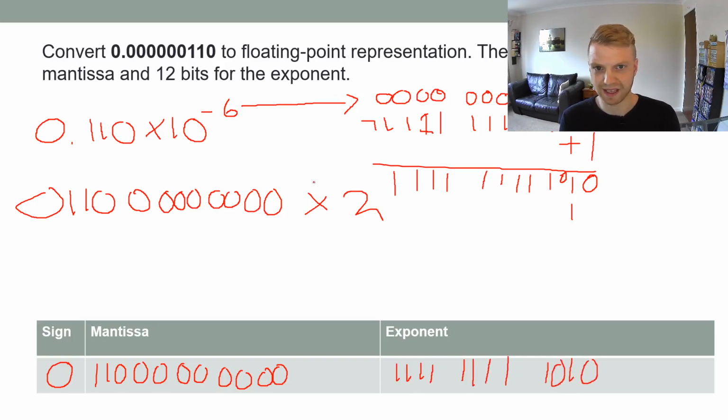Right, and that is how to turn a binary number with a decimal point into a floating point representation. It is a bit tricky, I'm not going to lie. It took me a while to get my head around it when they introduced it into the higher course. Practice will make perfect with this.